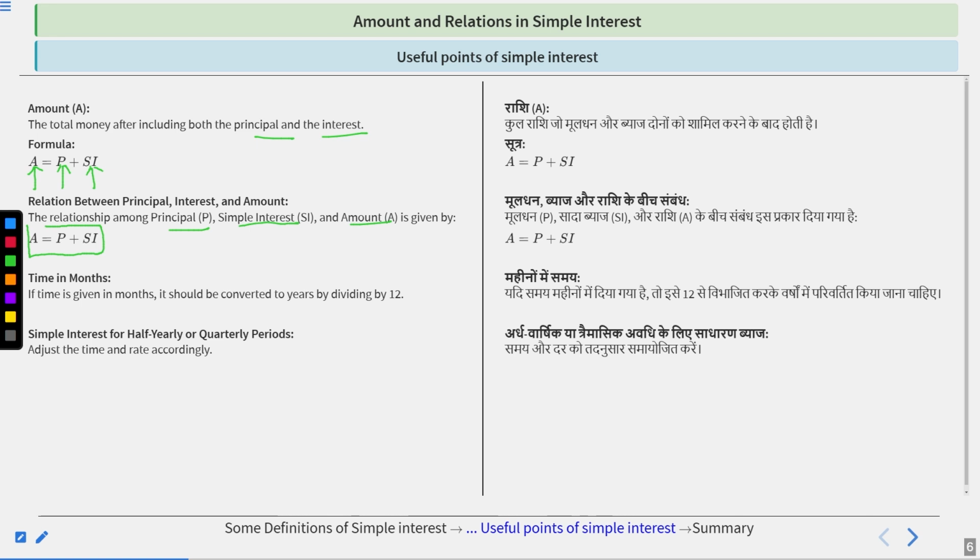Now, if time is given in months, what can we do? If time is given in months, it should be converted to years by dividing by 12. We divide the months by 12, so the months will be converted into years. For simple interest for a half-yearly or quarterly period, we adjust the time and rate accordingly. How can we do that?